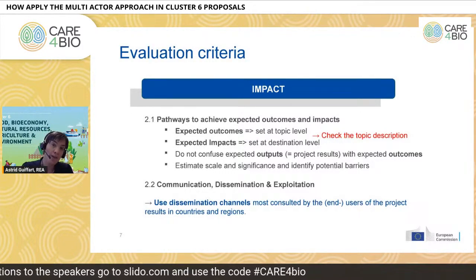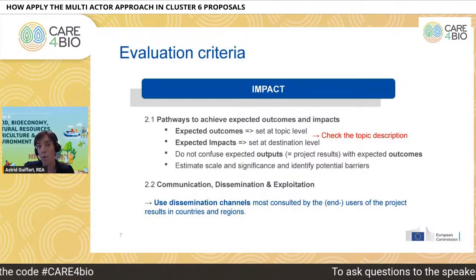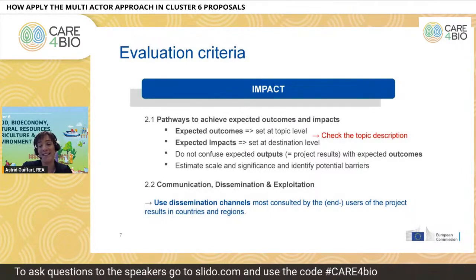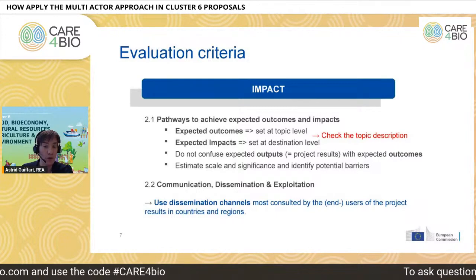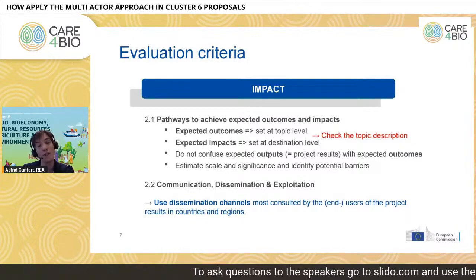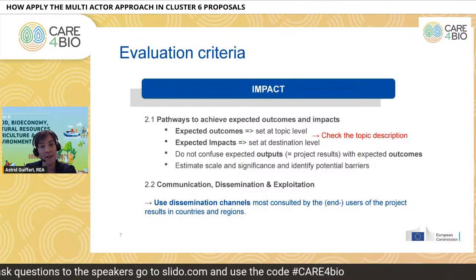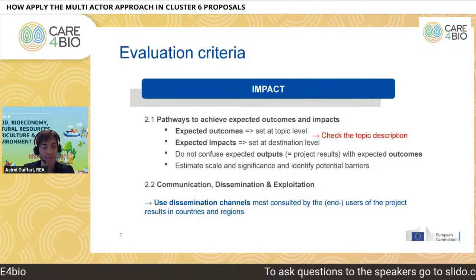So each of them has to be explained, the contribution of the proposal, and of course there is also one expected impact at the destination level that is relevant for this topic. And the proposal needs to provide details on the contribution it offers for each of these aspects. So in terms of scale, of measurements and significance, and also consider potential barriers to achieve these expected outcomes. So really provide a realistic view of what the project results can contribute to achieve these expectations from the topic.